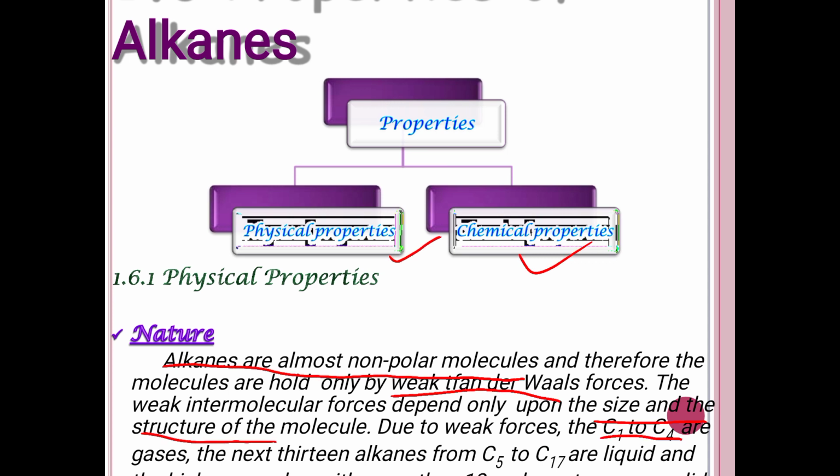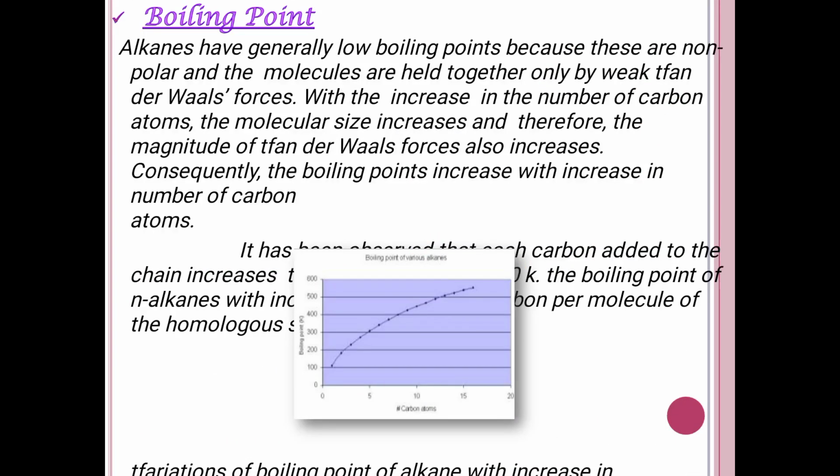Lower members of these alkanes, from C1 to C4, are gases, from C5 to C17 they are liquids, and higher members are solids. If you check the boiling point, alkanes generally have low boiling points because they are non-polar and held together by weak van der Waals forces. So in order to break these weak van der Waals forces, we require only less energy.